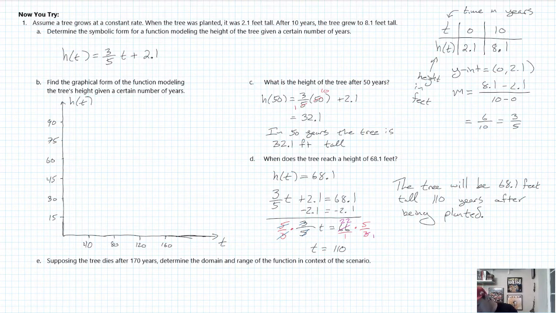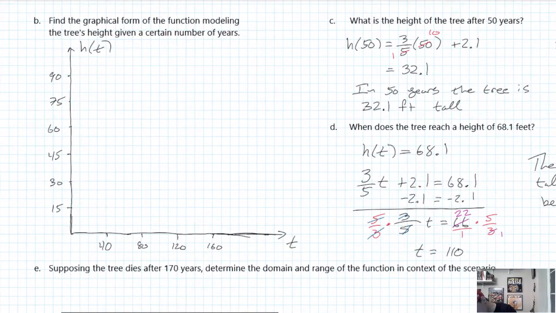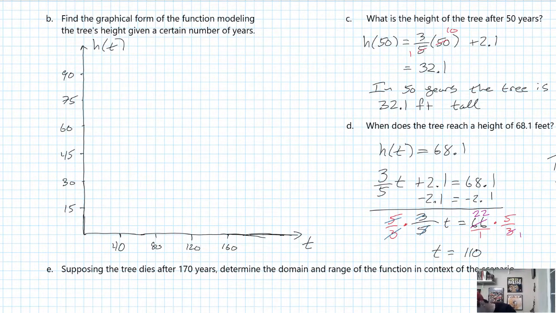All right, so we know when we first plant it, it's just a little sapling. It's 2.1 feet tall. That's going to be right down in here. These are by 5, so it's a little less than the halfway point there. We know that after 50 years, it has gone up to 32.1 feet tall. So we go to 50, and I'll go up to 32.1, about here.